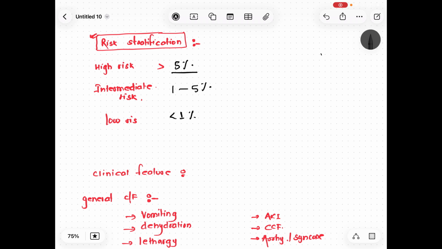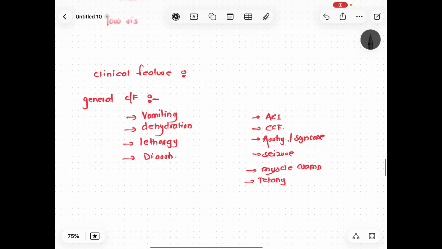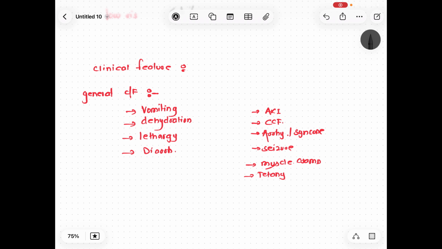Now coming to the clinical features. The general symptoms include nausea, diarrhea, vomiting, lethargy, which are non-specific, and these may indicate early warning signs of metabolic derangement.